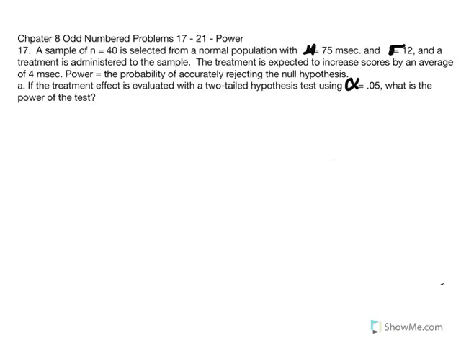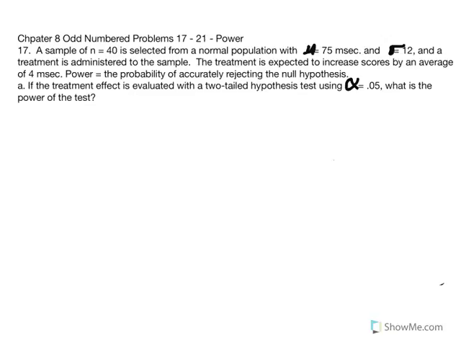Power is defined as the probability of accurately rejecting the null hypothesis. If the treatment effect is evaluated with a two-tailed hypothesis test using alpha equal to .05, what is the power of the test? This is a multi-step process to answer this question. Again, focusing on the concept of power, what does that represent? The probability of accurately rejecting the null hypothesis.